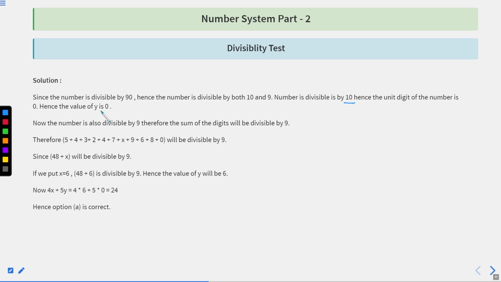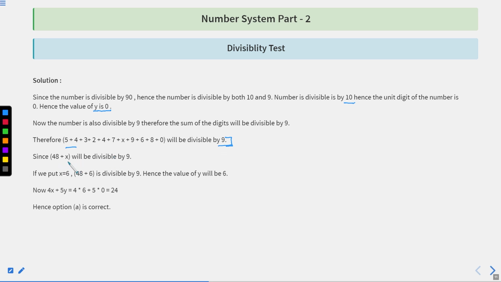So now we know the value of y. Now what are we interested in? We are interested in finding the value of x such that the number is divisible by 9. So now the number is also divisible by 9. Therefore, the sum of digits will be divisible by 9. Therefore, taking the sum of all the digits in the given number, it is divisible by 9. That is our claim. So we have to choose x such that this condition holds.